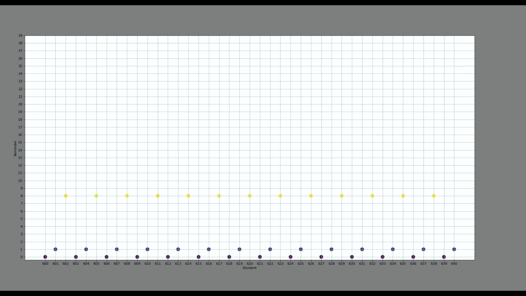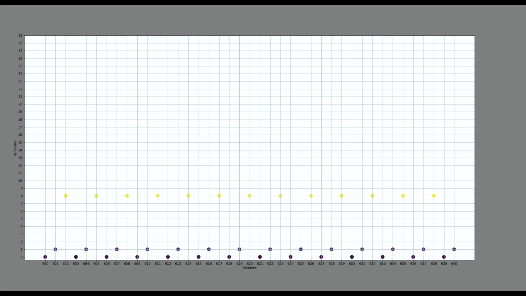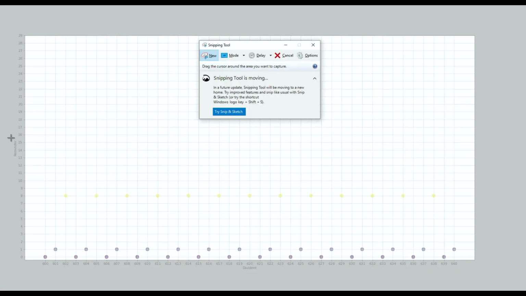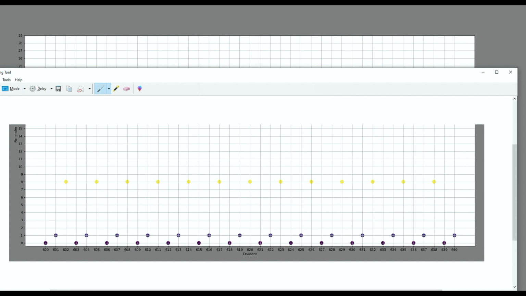So the question was 9m, 9m plus 1 and 9m plus 8. Let's verify that. Yes, 9m, 9m plus 1 and 9m plus 8. So that's what we got. So the pattern is right. Obviously the question is right, but we saw the pattern as well using our coding.